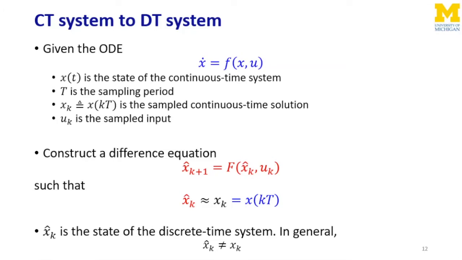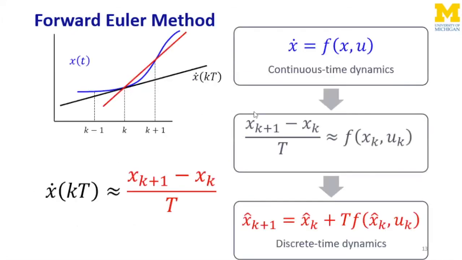Okay, so far we have seen how to sample a continuous time signal to get a discrete time signal. Now let's focus on the main problem of this lecture, which is converting a continuous time system to a discrete time system. Let's say we have an ordinary differential equation, which is a continuous time system, x dot equals f of x, u. Here, x is the state of the continuous time system.